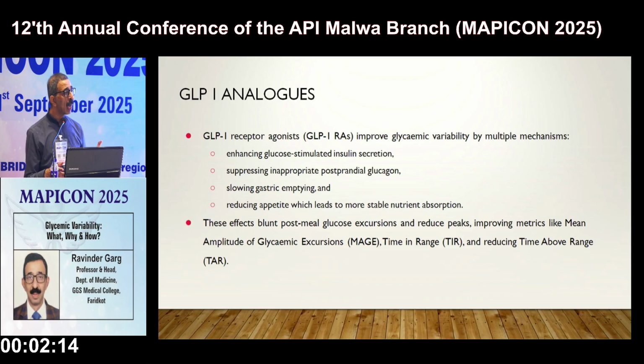So GLP-1 analogs, you know, very good drugs. They are stimulating insulin release, they are suppressing glucagon release, and they are slowing the gastric emptying. And not only that, they are reducing our appetite also. So that is why some of these are being used for obesity treatment. And this very important group of drugs is showing improvement in all the metrics of glycemic variability.